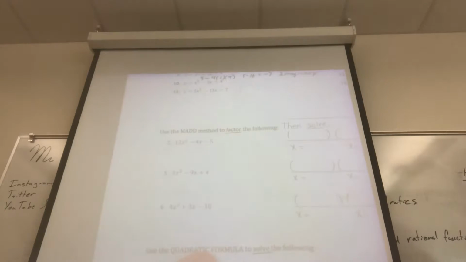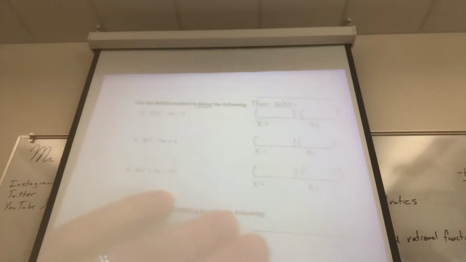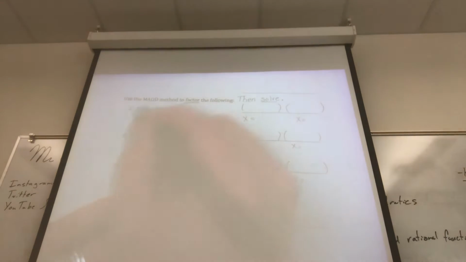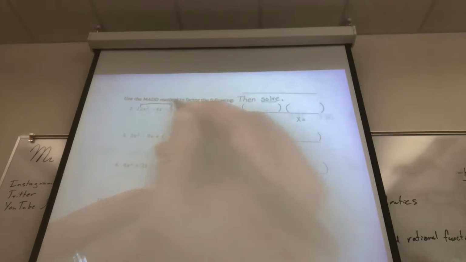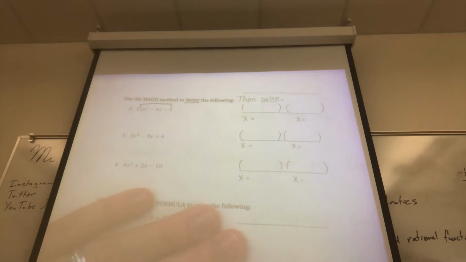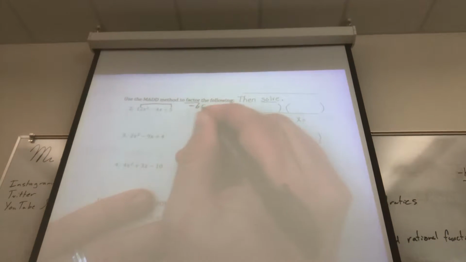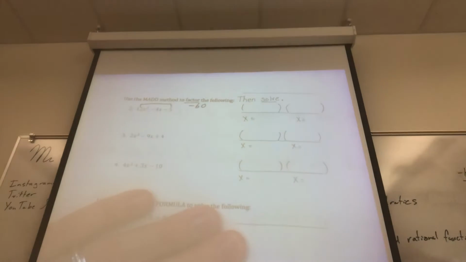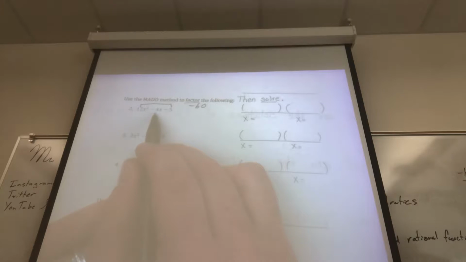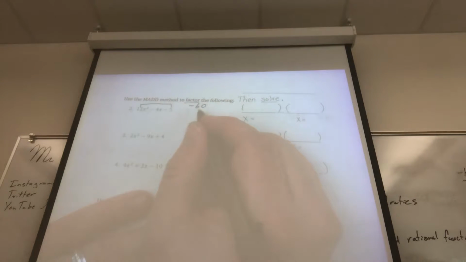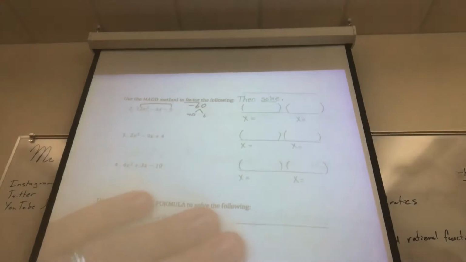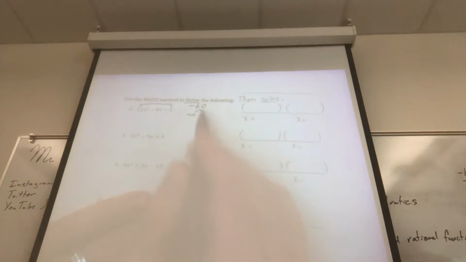On the next part, the MAD method. That stands for multiply, add, divide, and denominator. Multiply is this. You multiply the A value by that C value. We get a negative 60 when we take 12 times negative 5. Then what's going to multiply together to make negative 60, add together to make negative 4? That's going to be a negative 10 and a positive 6. When we multiply them, we get negative 60. When we add them, we get negative 4.